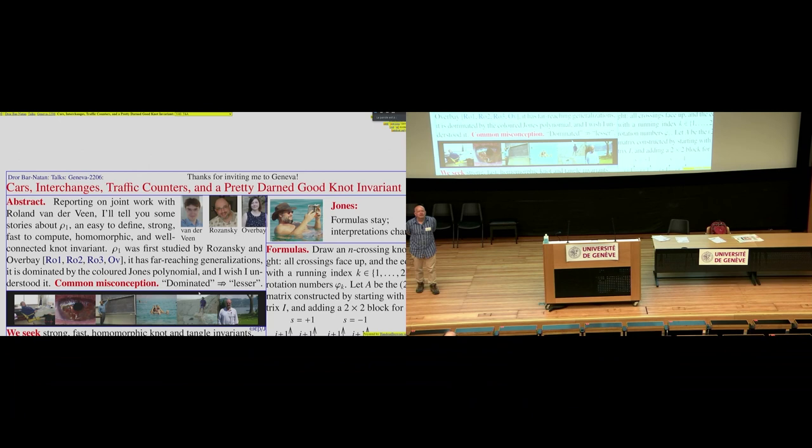Did we find a chiral knot with vanishing Rho1? We didn't look. In principle, we've computed Rho1 for, I think, up to 14 crossings. So it's a search, but we didn't do it.